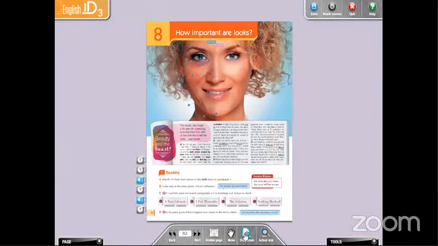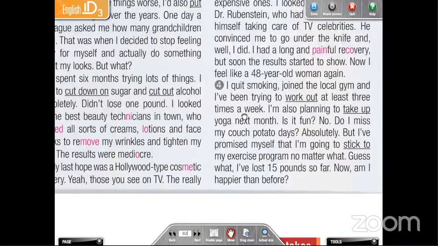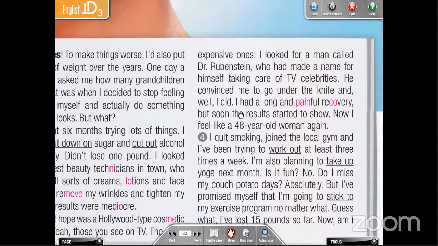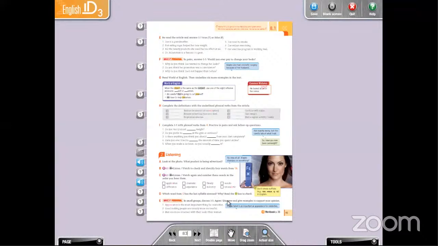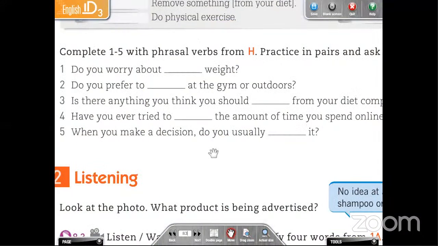What about that? Take up. Take up. Okay, so here we have I am also planning to take up yoga next month. Yes, very good. Okay, take up we use in order to express that we start a regular activity or a hobby. Okay, very good. Now let's go to this exercise. So you have to complete here by the use of these phrasal verbs. Okay, for example, here we have, do you worry about what? What verb can we use here? The phrasal verbs that we use in the previous exercise. Which of those can you use?